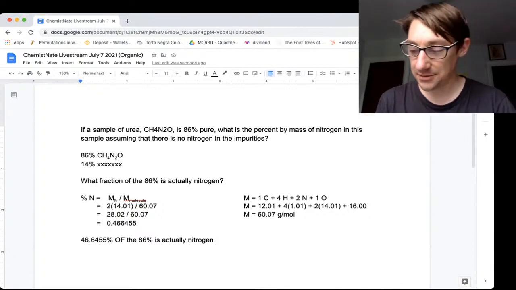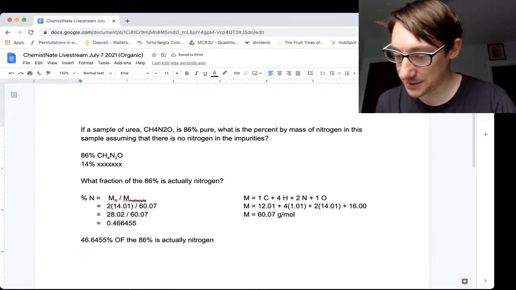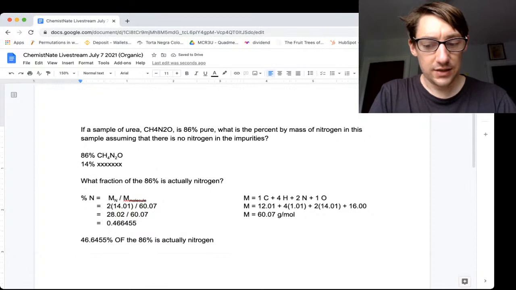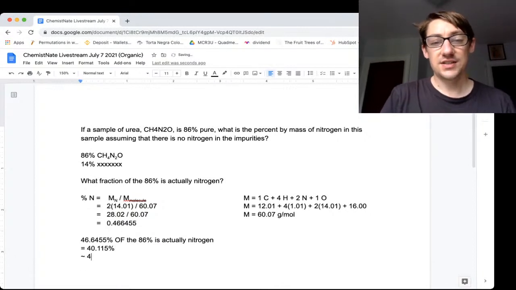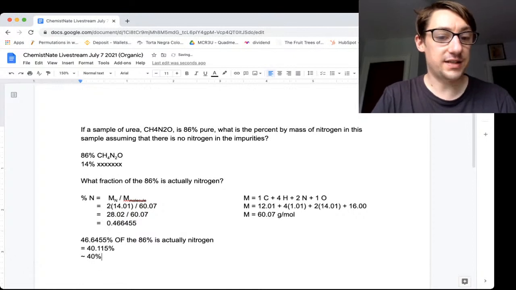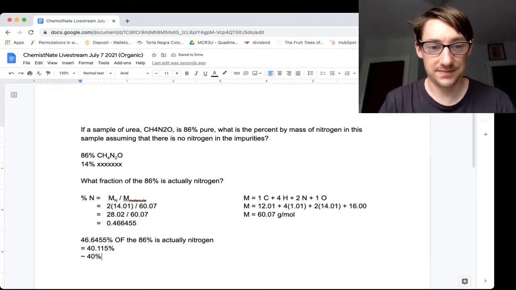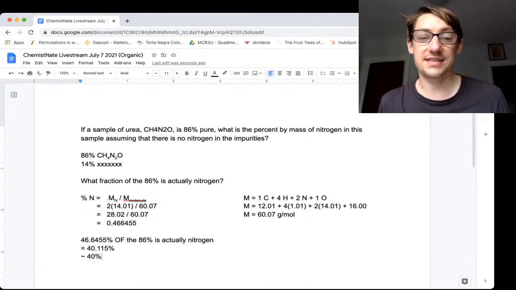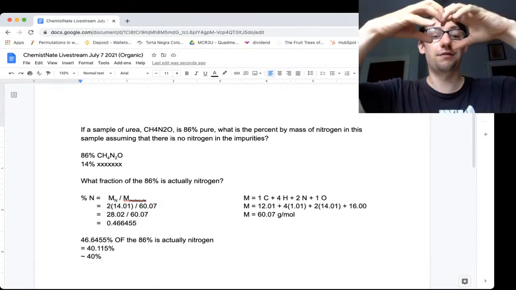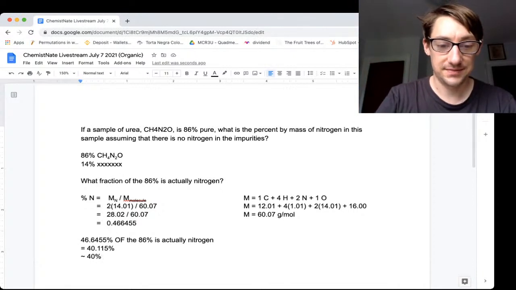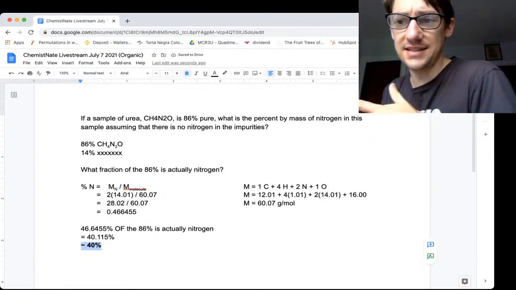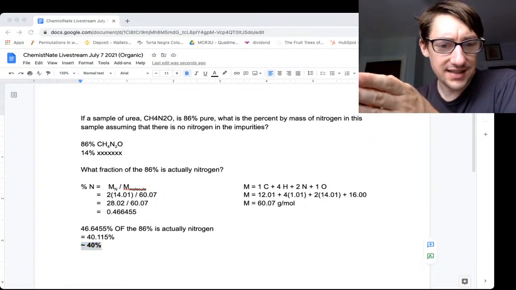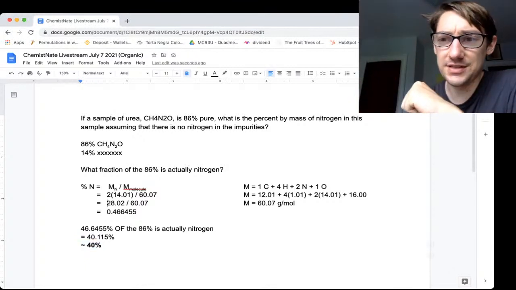That's what percent means. 46% of 86% ends up being 40.115%, and when you round that off, you get about 40%. So, urea is 46 or 47% nitrogen, and so 46 or 47% of the 86% of the whole sample is also nitrogen. So your final answer here is about 40%. Someone in the chat said 28%. Perhaps they were thinking of the 28 that came from here, but that was fake news.